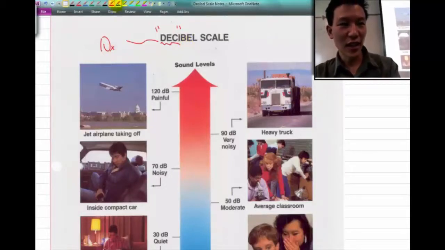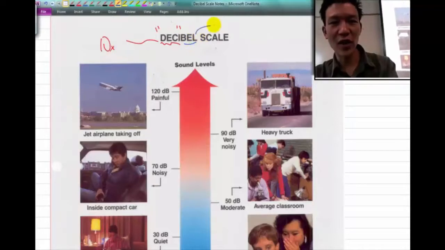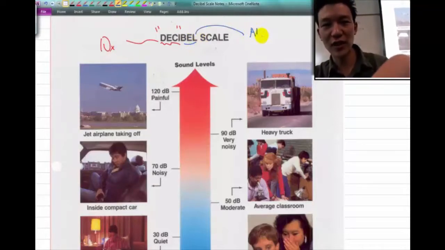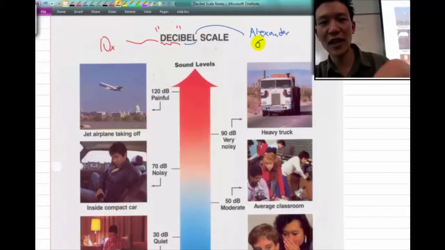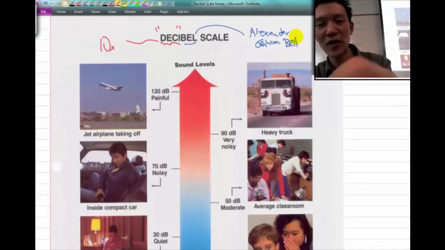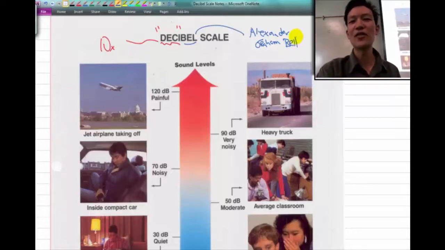And then notice after deci is Bell. Anyone know who this is named after? The guy who invented our telephone system? It's Alexander Graham Bell, exactly. You don't even have to take a physics class. Everyone knows about this great American inventor who developed our modern phone system, and for his studies on how the human ear works, we named the scale after him.